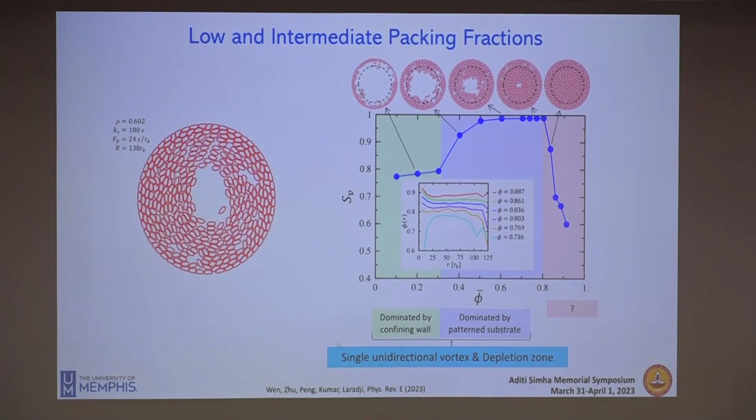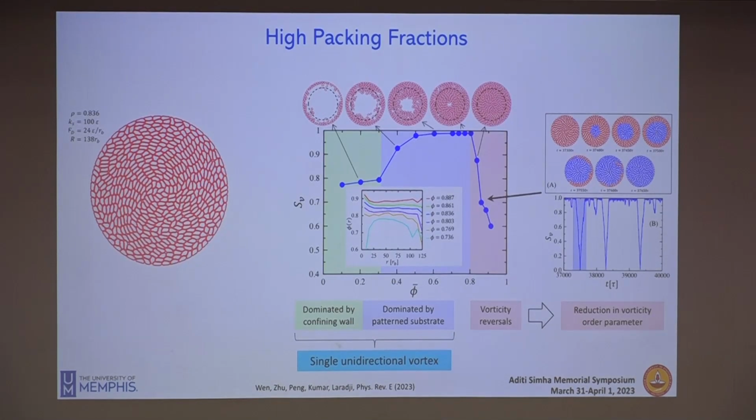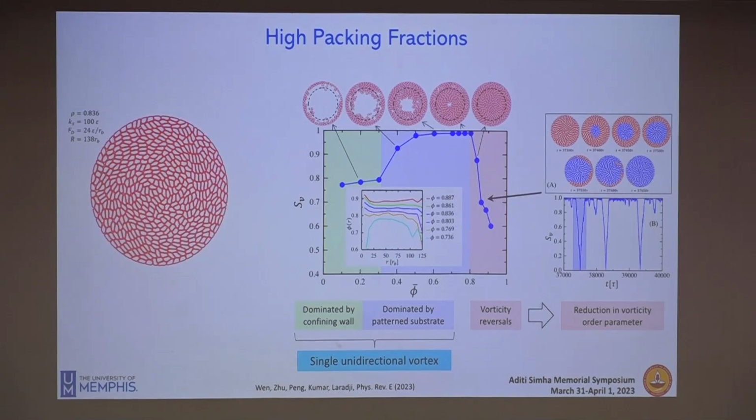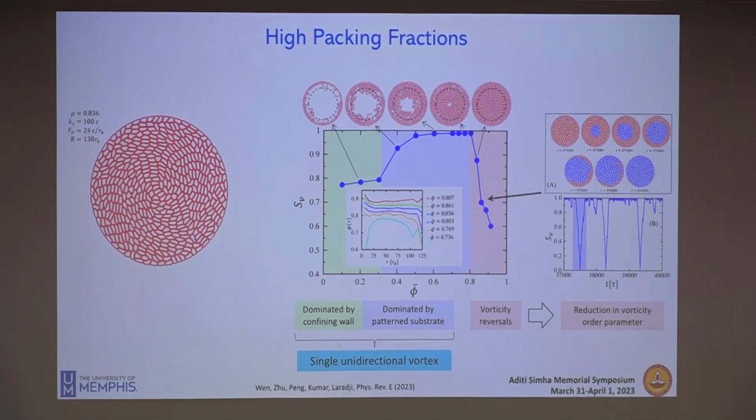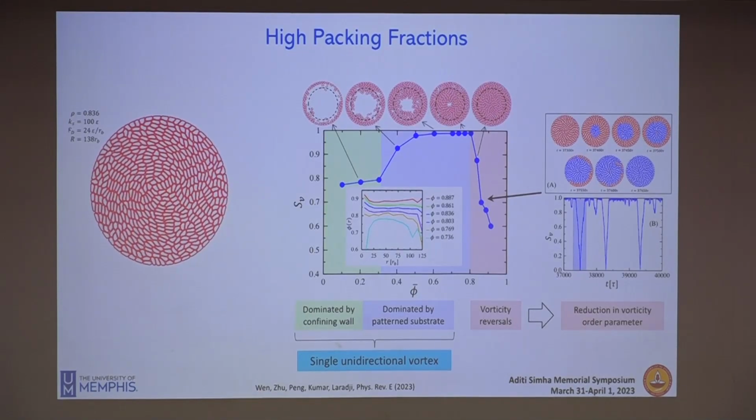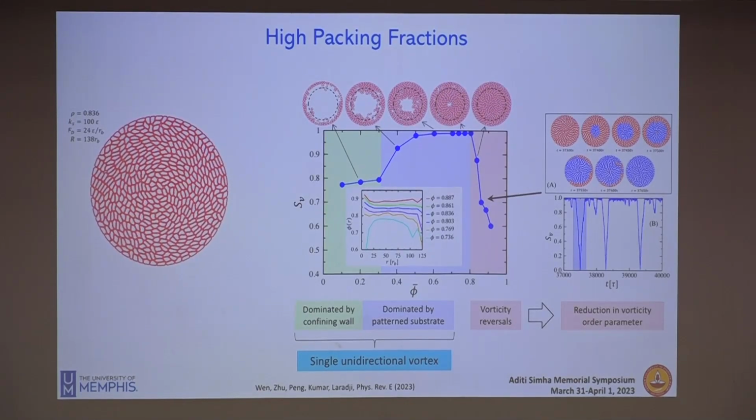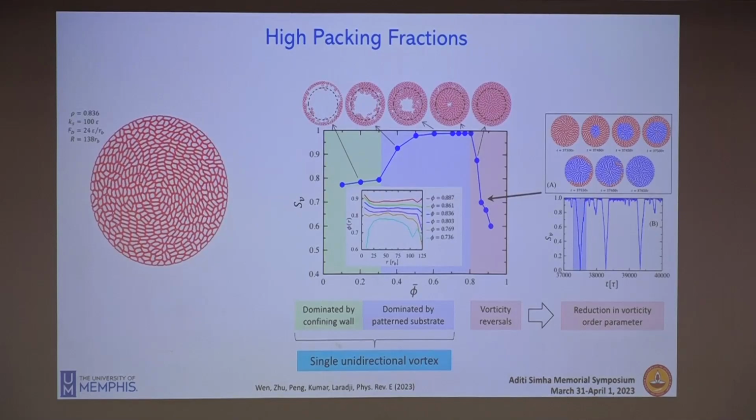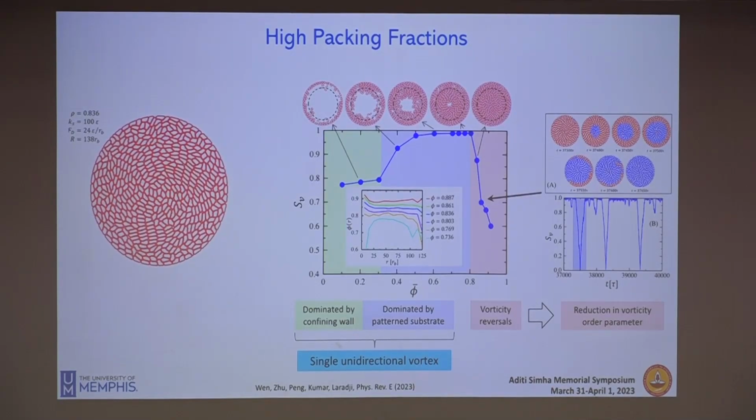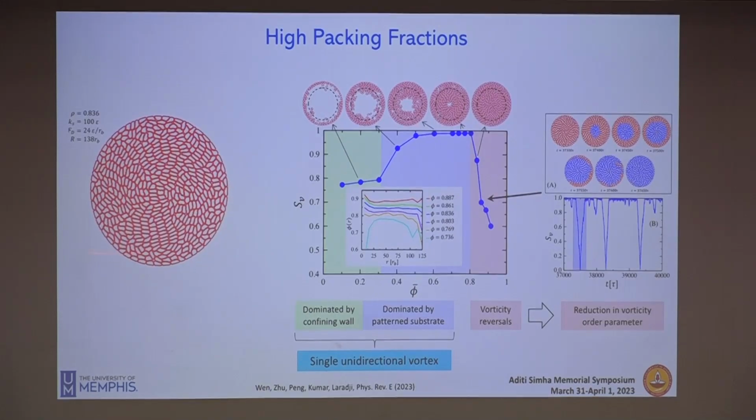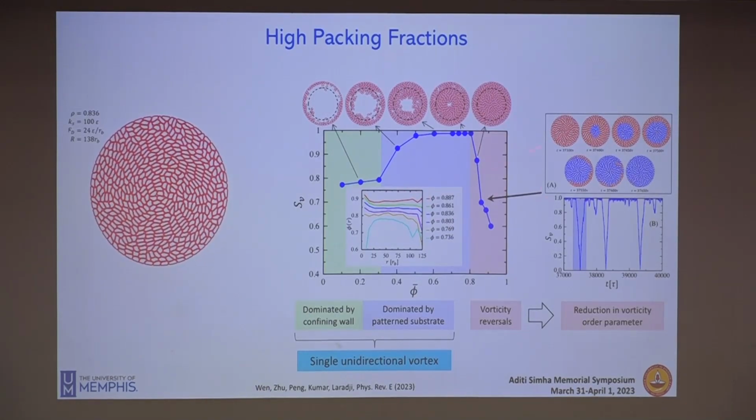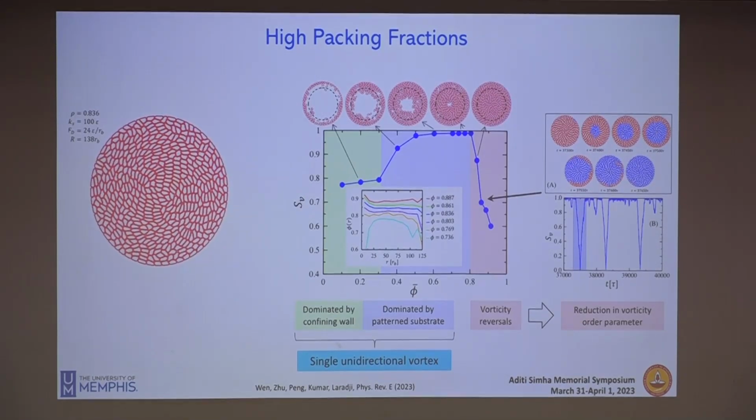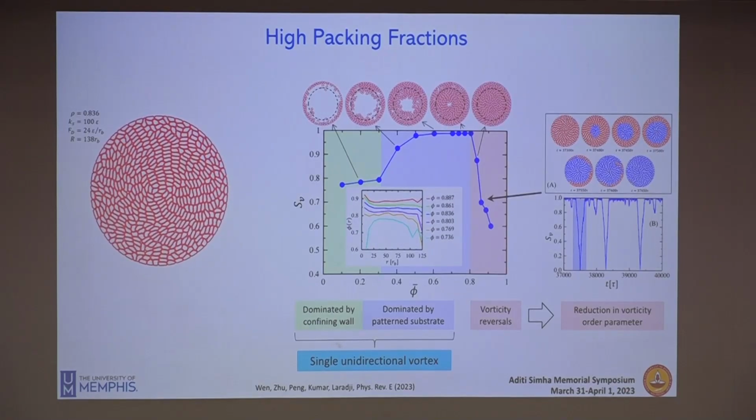So the last thing I will talk about is these reversals in the vorticity at high densities, where you have a situation with full confluence. There is no empty space in the system. And in this case, we see that intermittently there are reversals in the direction of the overall vortex, and these reversals are initiated or come from the center of the system. They always originate from the center of the system.